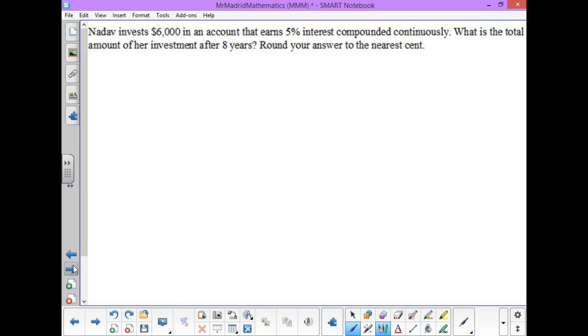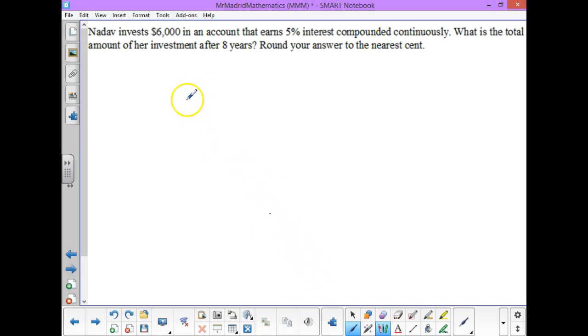Nadab invests $6,000 in an account that earns 5% interest compounded continuously. What is the total amount of her investment after 8 years? Round your answer to the nearest cent. A problem like this should be familiar from different contexts in your past, all these interest-in-nature type problems.